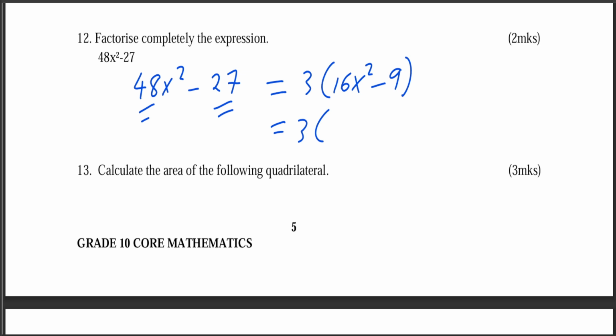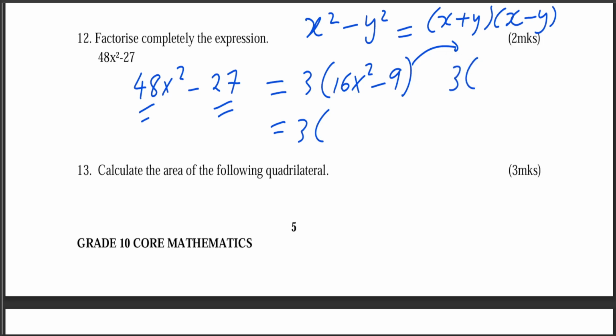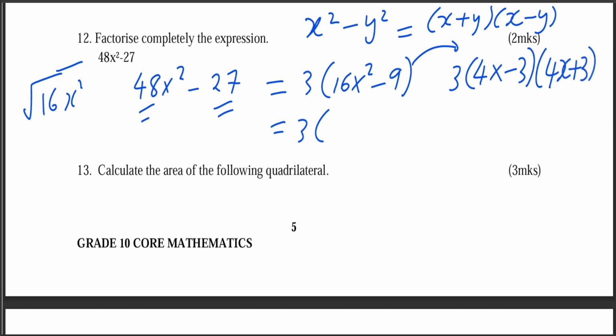Waweza factorize further because you know that the difference of two squares, especially ukiona x squared minus y squared, you're just getting x plus y times x minus y. So 16x squared, itapata 3 into bracket square root of 16x squared. So just square root 16 and x squared, you're going to get 4x. So utapata 4x, square root ya 9, you're getting 3, times 4x plus 3. So 3 into bracket 4x minus 3 into bracket 4x plus 3. And that is our answer.